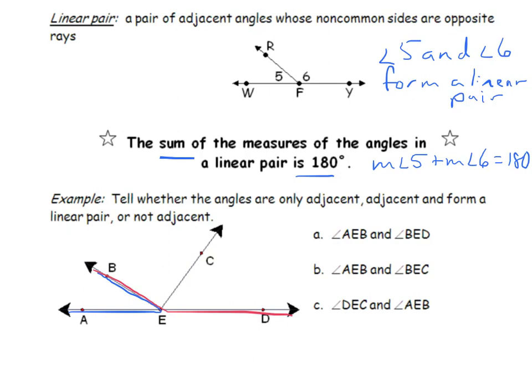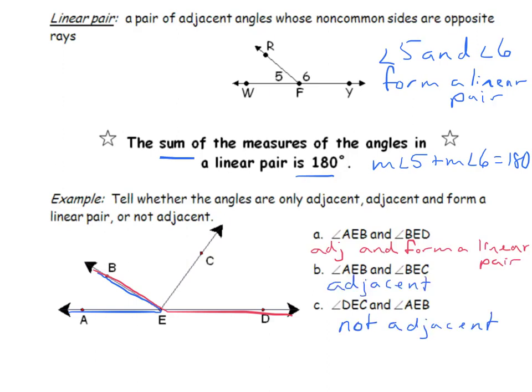Well, I do notice that they are next to each other, and when they're next to each other and they don't have any interior points in common, they are considered adjacent. But better yet, they do indeed form a linear pair because their non-common sides are opposite rays. So for A, you would say they are adjacent, I'm going to abbreviate, and form a linear pair. Go ahead, try out B and C on your own, and we'll figure out if we ended up getting the same answers.